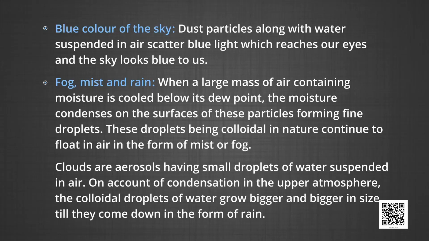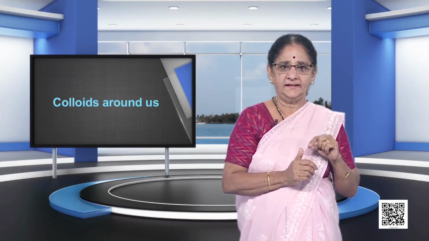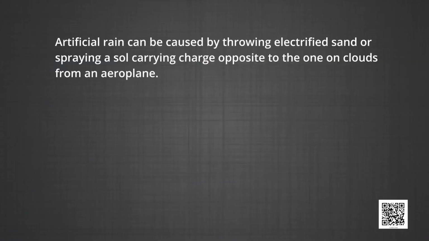These droplets being colloidal in nature continue to float in air in the form of mist or fog. Clouds are aerosols having small droplets of water suspended in air. On account of condensation in the upper atmosphere, the colloidal droplets of water grow bigger and bigger in size till they come down in the form of rain. Sometimes the rainfall occurs when two oppositely charged clouds meet. It is possible to cause artificial rain by throwing electrified sand or spraying a shawl carrying the charge opposite to the one on the clouds from an aeroplane.